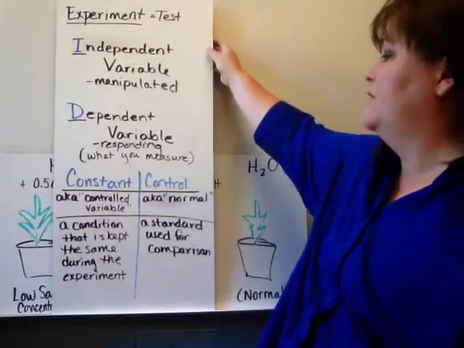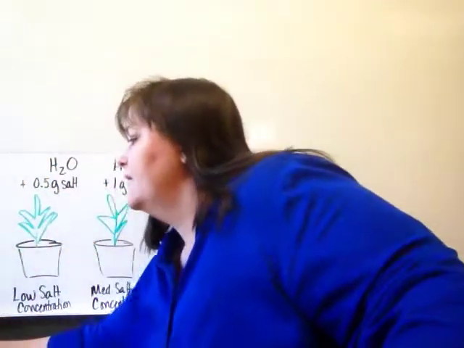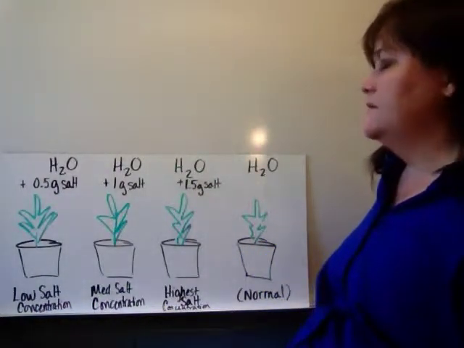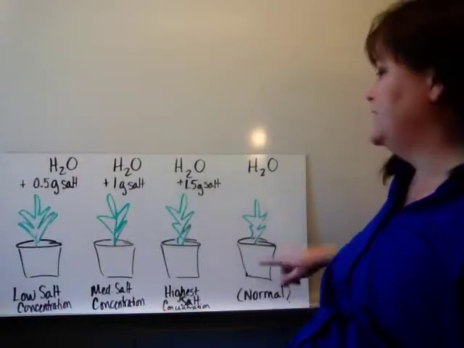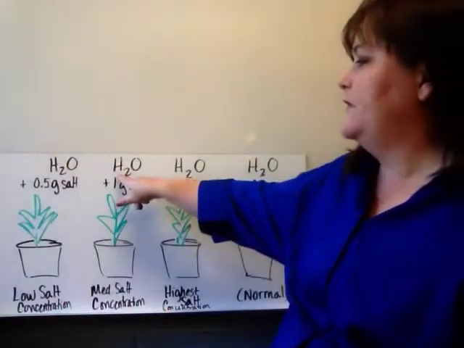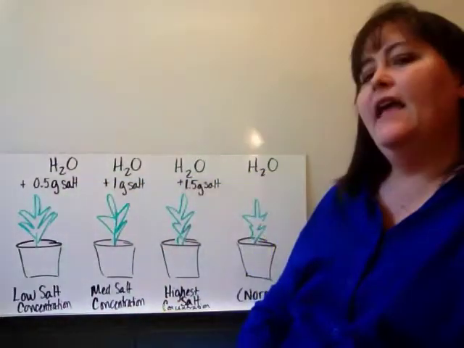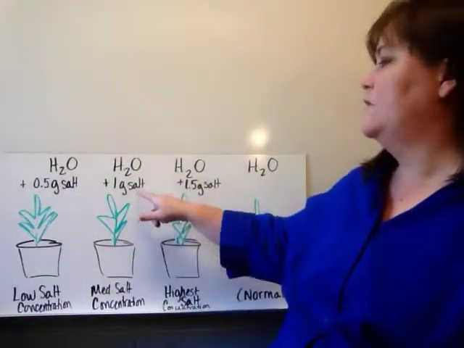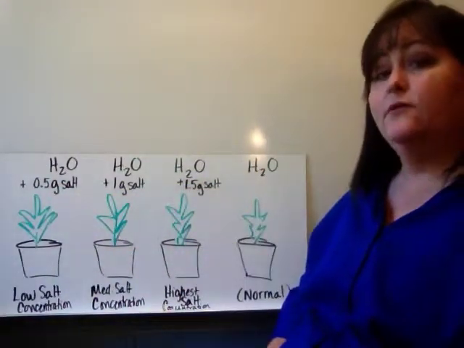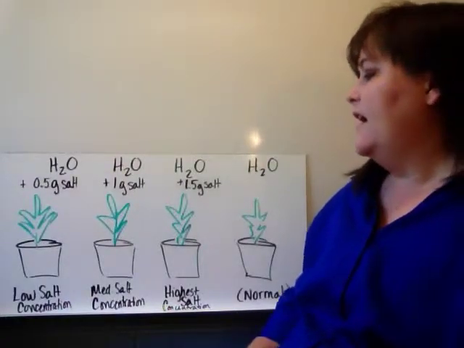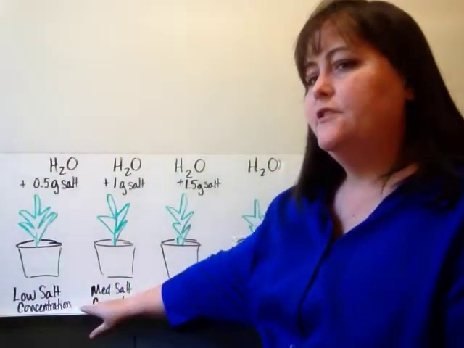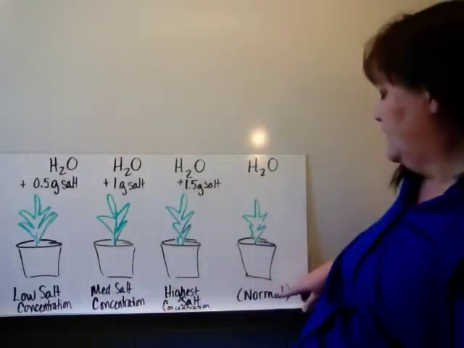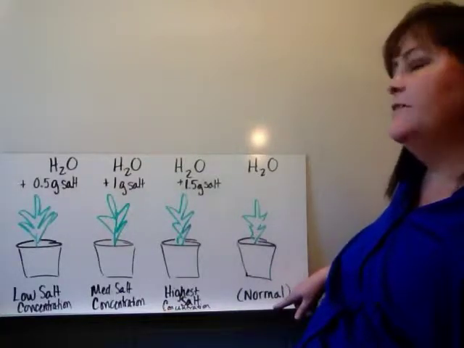Now here's an example of constants and controls. I've got 4 plants here. Each plant receives H2O, that's our good friend water, and some of them have some salt. This one gets 0.5 grams, this one gets 1, this one gets 1.5 grams of salt with their water every day. I've labeled this one as low salt concentration, medium salt concentration, and then highest salt concentration. And this one I've left normal because I'm not giving him any salt.